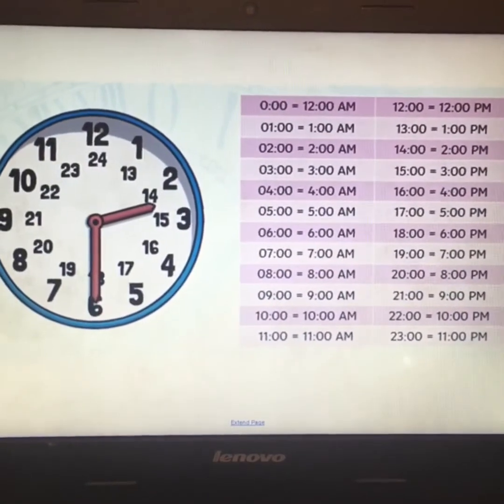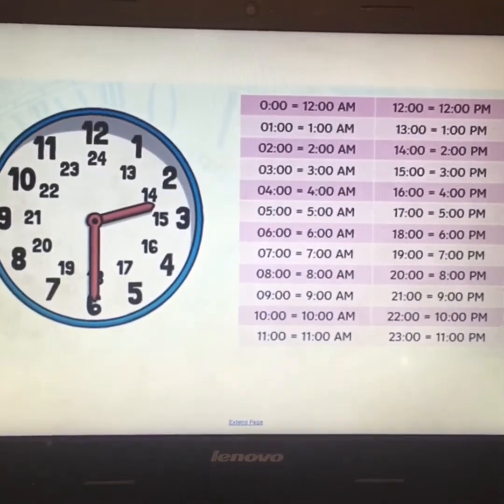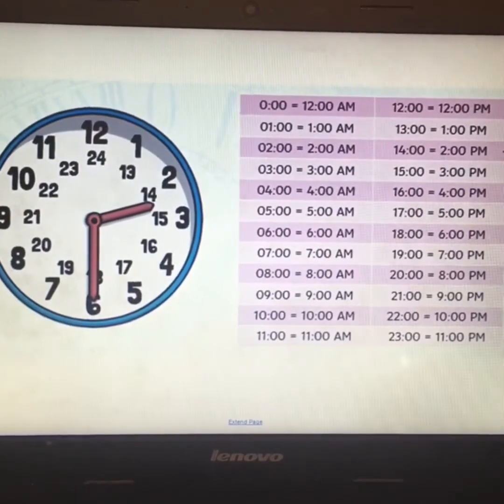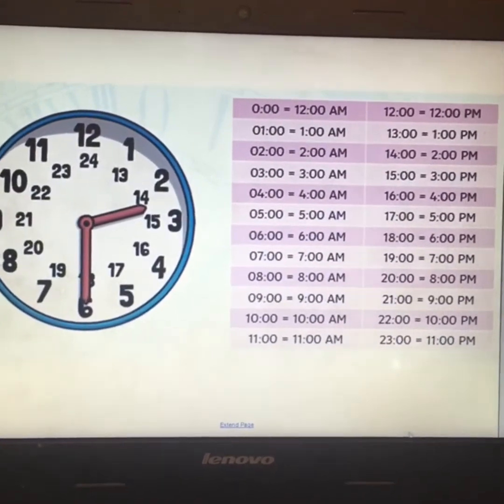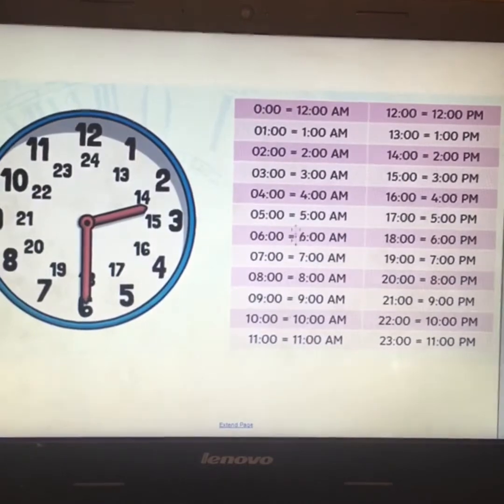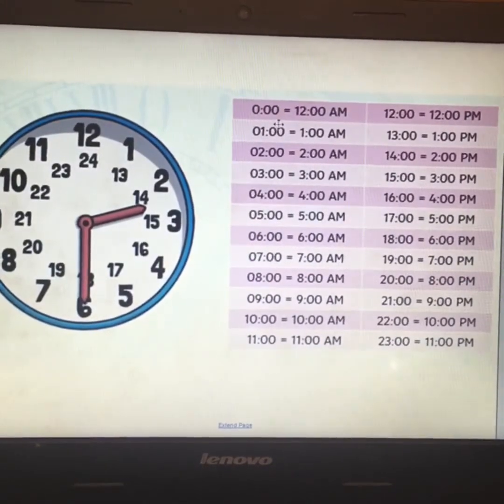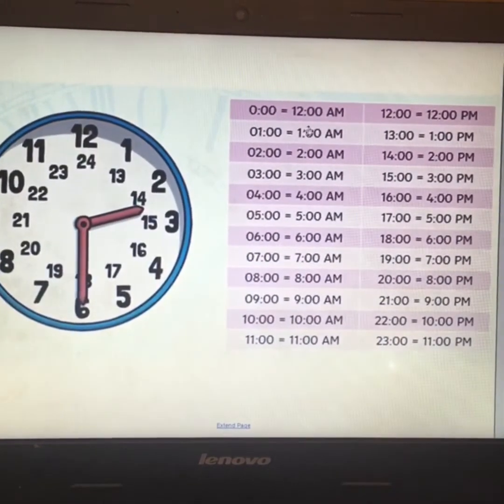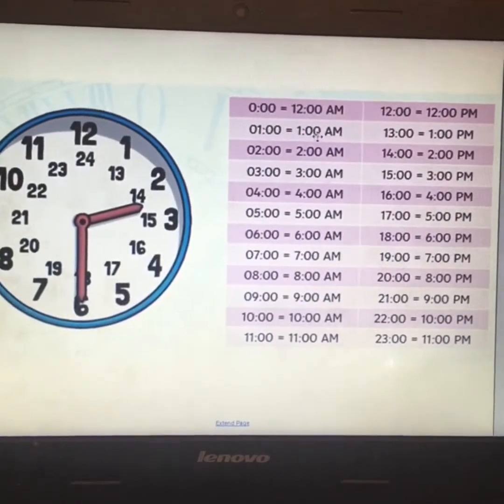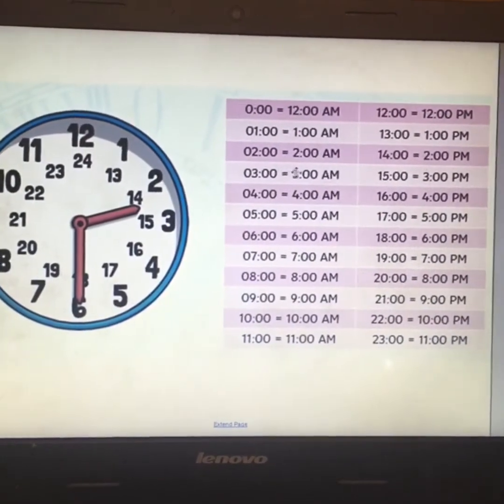Okay, and here's all that information written down for you. So if you want to write this down, turn this into a poster. This is really important. It's going to help you with the next little bit. So as you can see on here, 00 is 12 a.m, 1 o'clock, 1 a.m, 2 o'clock, 2 a.m, 3 o'clock, 3 a.m, etc.